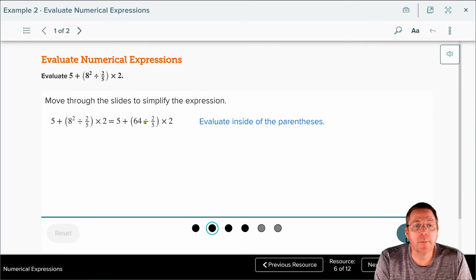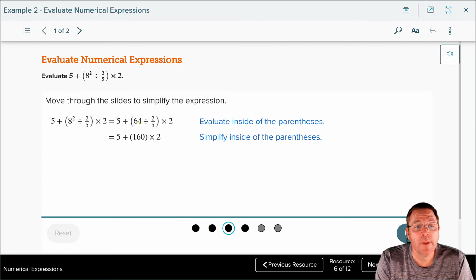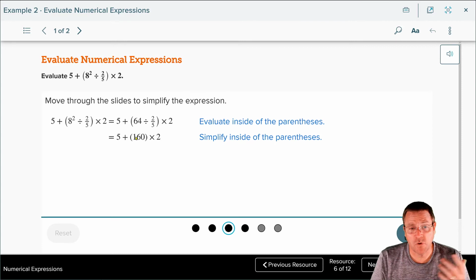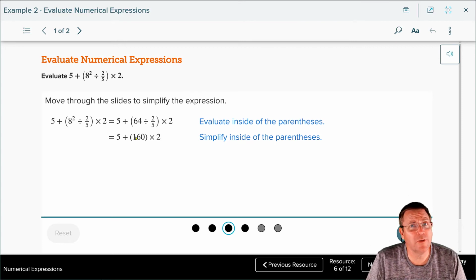And then inside the parentheses again, we've got to take care of the My Dear, multiply and divide from left to right. 64 divided by 2/5, that's a keep, change, flip thing. And when you keep, change, flip, which they didn't show very good work here, I'd like to see more work than this, they got 160. From there, the inside of the parentheses are done. They held on to the parentheses, but there's no reason to. They could have just written 160 without parentheses there, and it would have meant the exact same thing.